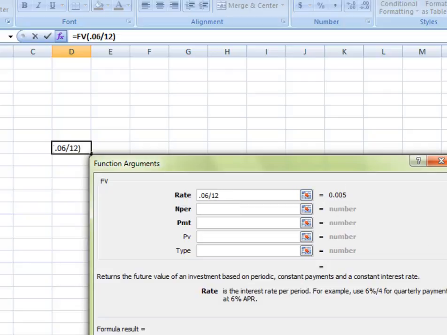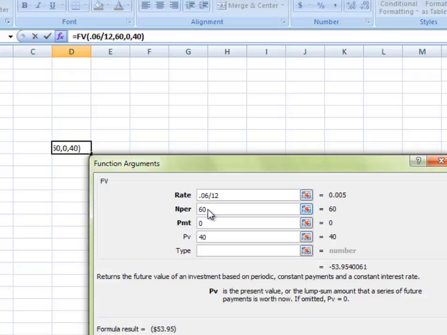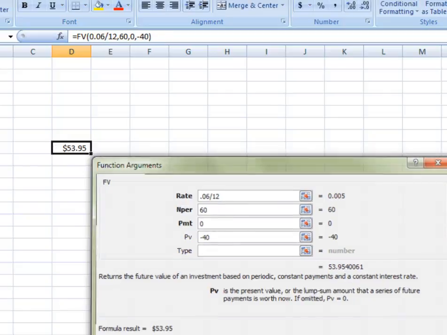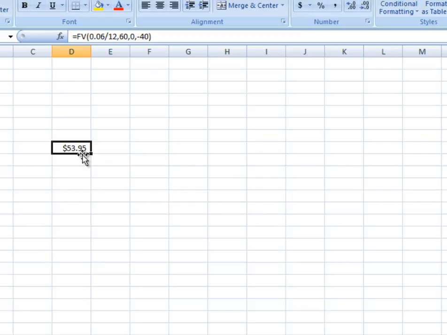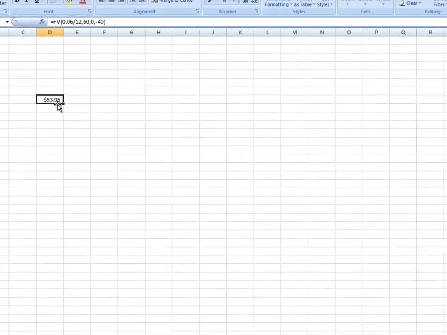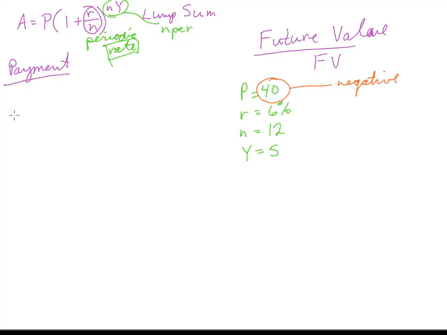That's kind of cool. Now the number of periods, remember this happened 5 years for each month, so 12 times 5 is 60. The payment, now again, we didn't do any payments in this, so this one's 0. Now PV stands for principal value, or our capital P in there. We invested $40. Don't forget, that's a negative $40. And look at what it comes up with. Ka-ching! $53.95. We can just stick it in there like that without any problem, and it already does all those calculations.